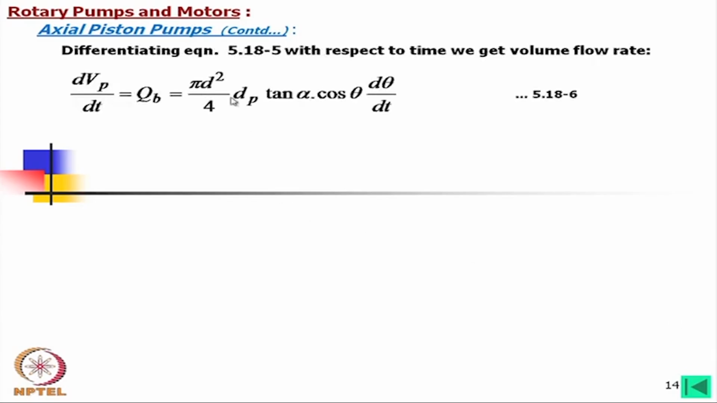Now, to get the volume flow rate per piston, we differentiate this. This is simply the cos theta coming instead of sin theta, and d theta by dt is omega, the speed of the shaft, which we usually keep constant for the pump.